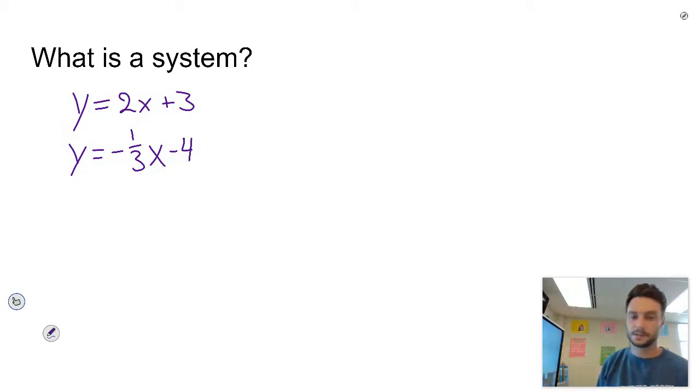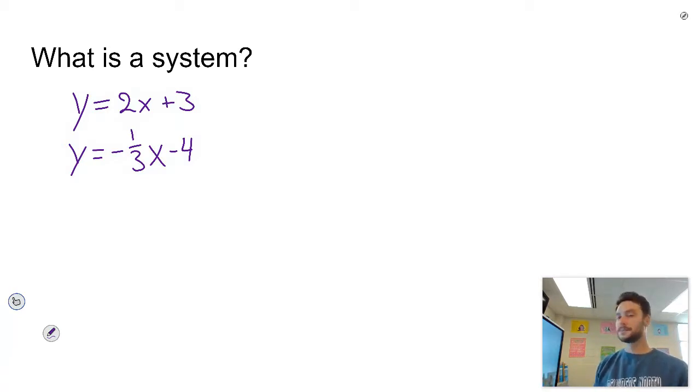Maybe it'll look something like this, right? So these are two equations. They both have an x and a y. They might not always be the same variables, but in this case they both have an x and a y, which means that we can solve these by graphing, okay? Or we can solve them algebraically. We'll do both, but for today, we're going to just focus on graphing and what that looks like in general.